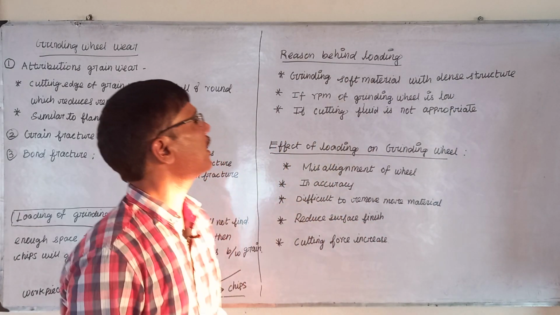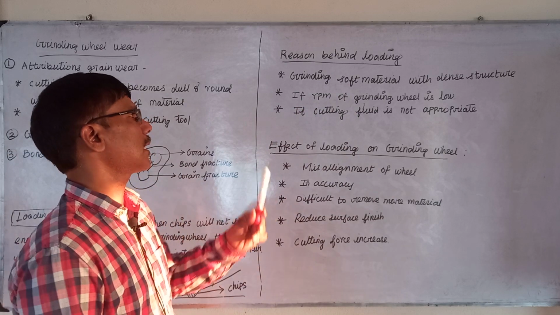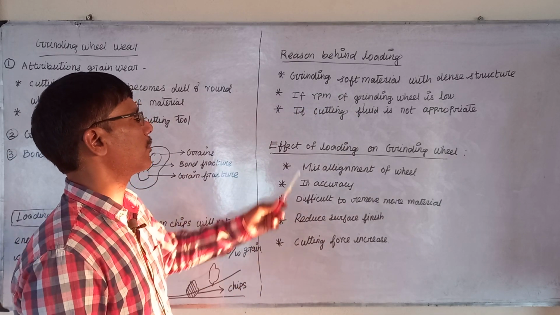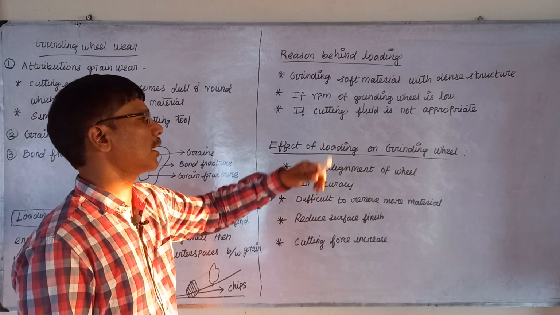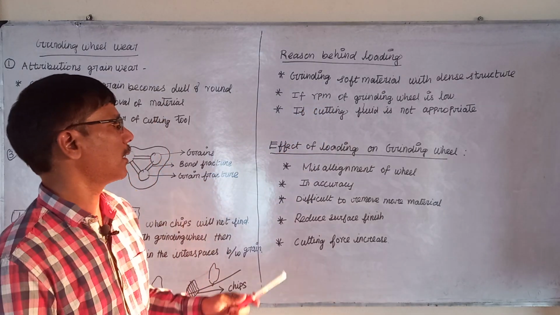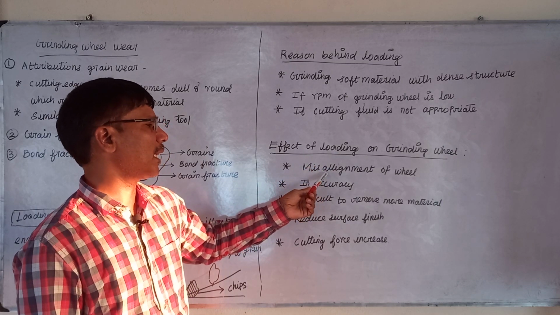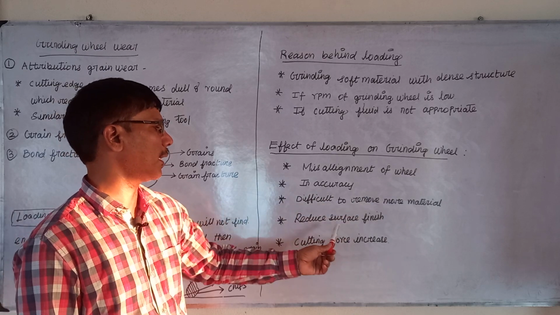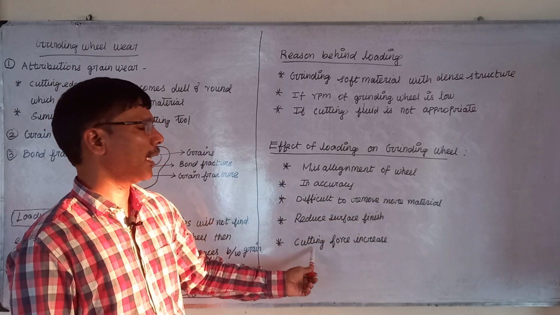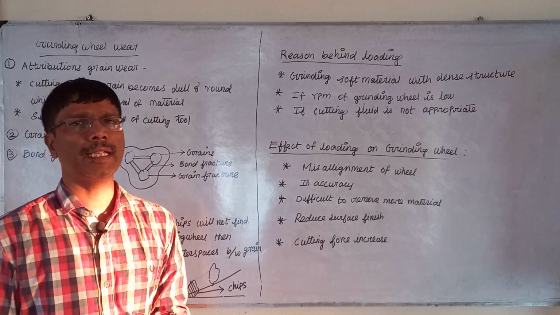Loading is an unwanted phenomenon. The reasons behind loading: when grinding soft material with a dense structure, loading takes place. If the RPM of the grinding wheel is low, loading will occur. If the cutting fluid is not appropriate, loading will occur. The effects of loading on the grinding wheel are misalignment of the wheel and inaccuracy, difficulty removing more material, reduced surface finish, and increased cutting force.